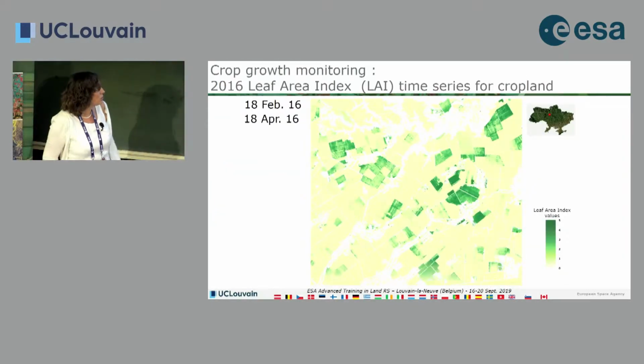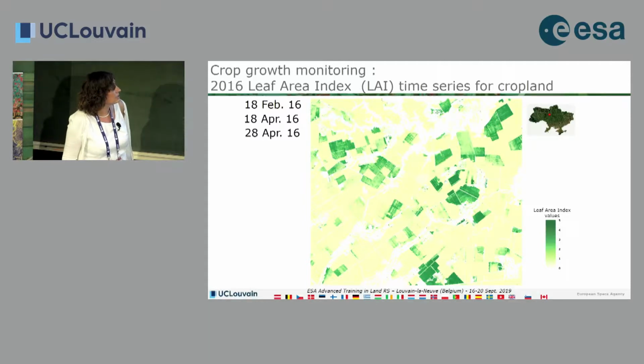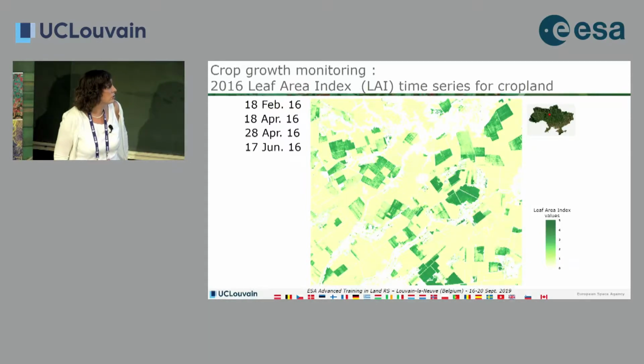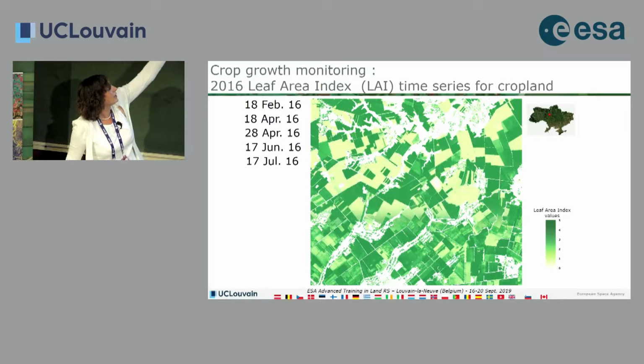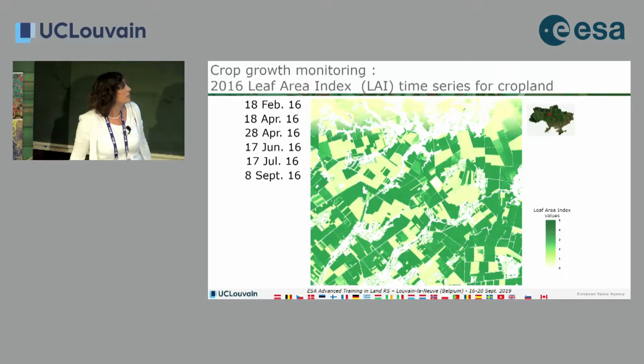So this is the first product, so the LAI along the season that has been generated. This is an example over some fields, only with Sentinel 2A. This is why the time series is sparse.